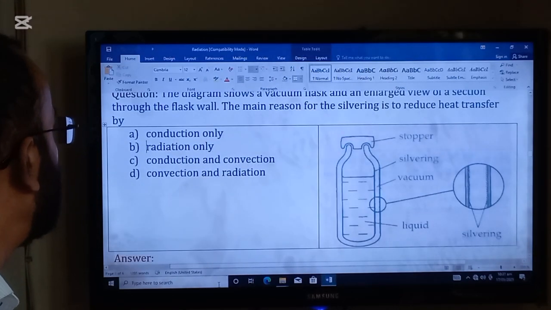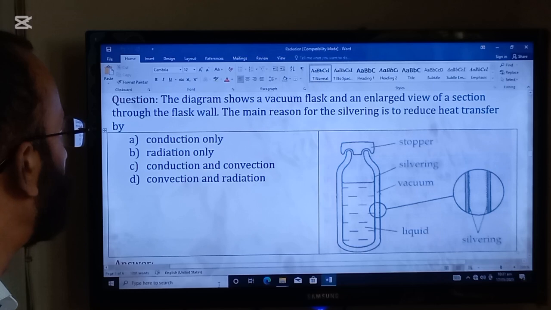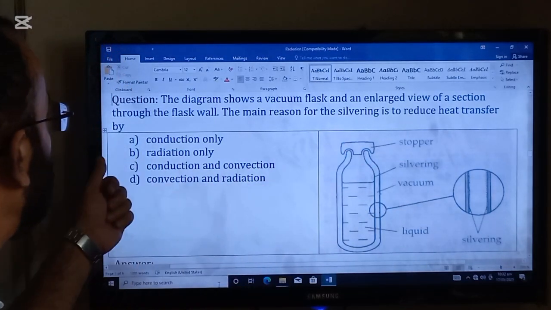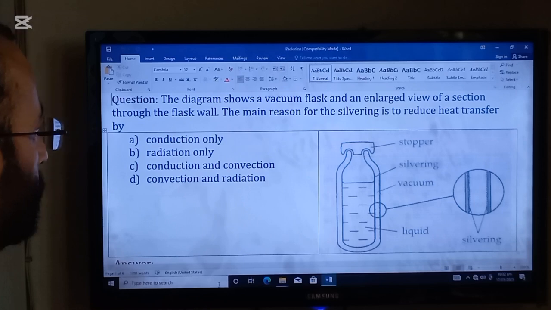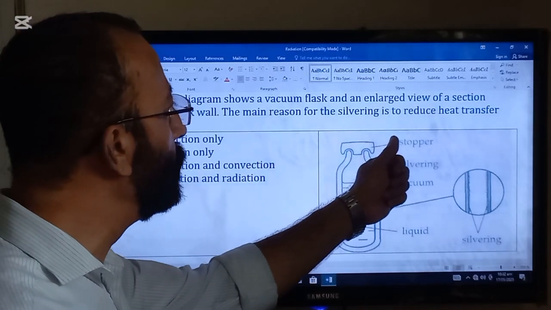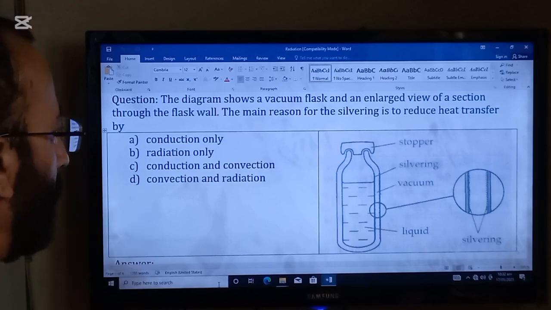A question is here. The diagram shows a vacuum flask and an enlarged view of the section through the flask wall. The main reason for silvering is to reduce heat transfer by.